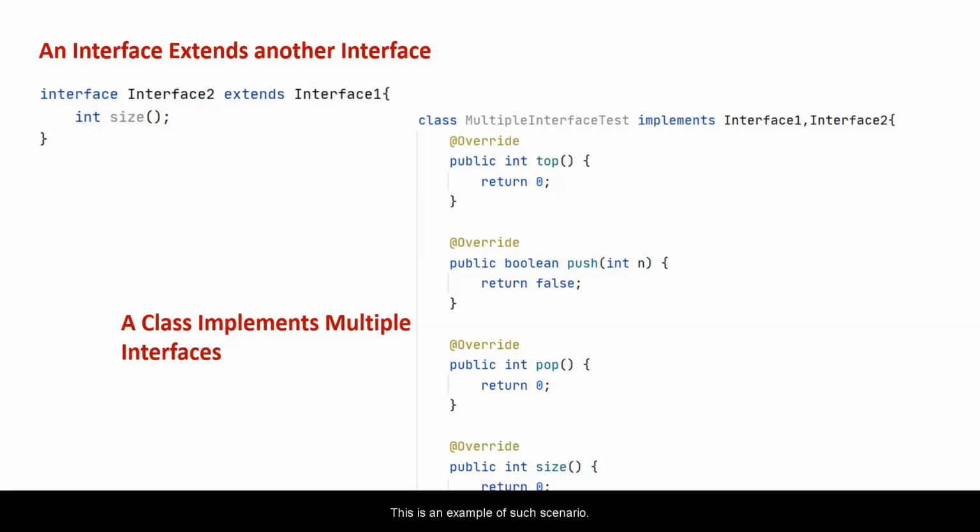An interface can extend other interfaces, and a class can implement multiple interfaces. This is an example of such scenario. This simulates multiple inheritance in Java.